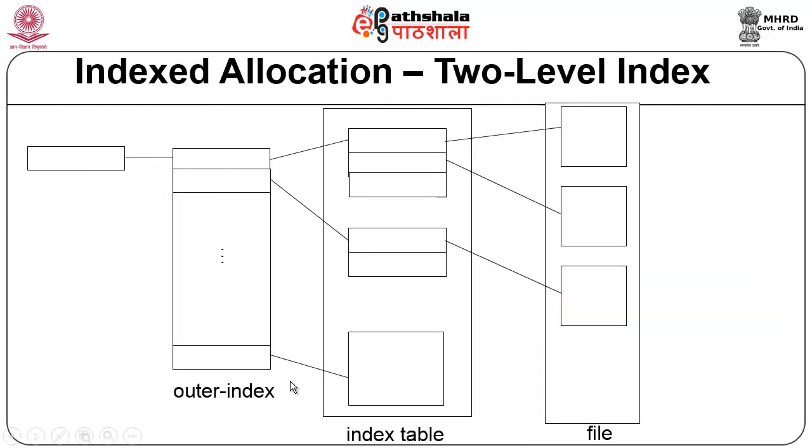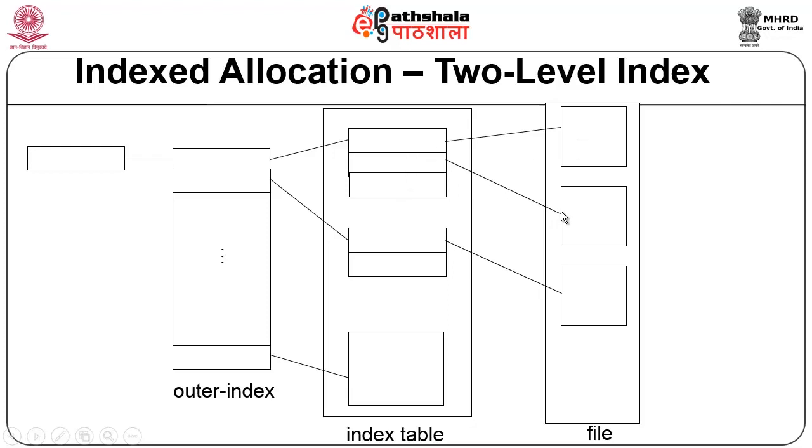So, look at this example where a directory entry is pointing to an outer index block. The outer index block in turn, each entry is pointed to another index block and each of these index blocks will point to file blocks. So, because of this you can have a larger file size. Suppose this index block has got 512 entries and each entry will point to another index block with 512 entries and each of these entries will point to 512 disk blocks.